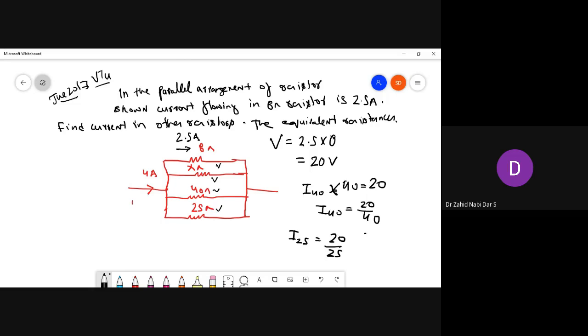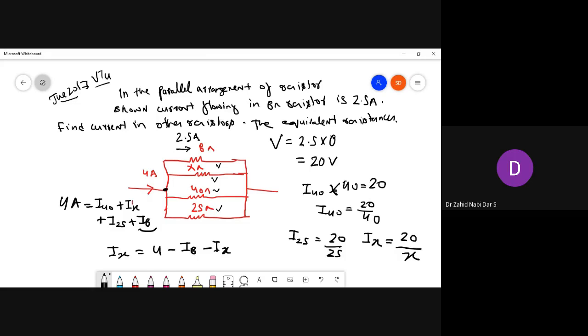Now you want the value of Ix. Ix value is 20 divided by x, but you don't know the value of x. That is the problem, so you have to calculate the value of x. If you clearly see here, there is a 4 ampere current entering here, and it is getting divided into I40 plus Ix plus I25 plus I8. I8 value we know. So the Ix value we have to calculate, that is 4 minus I8 minus I40, and what else is there?